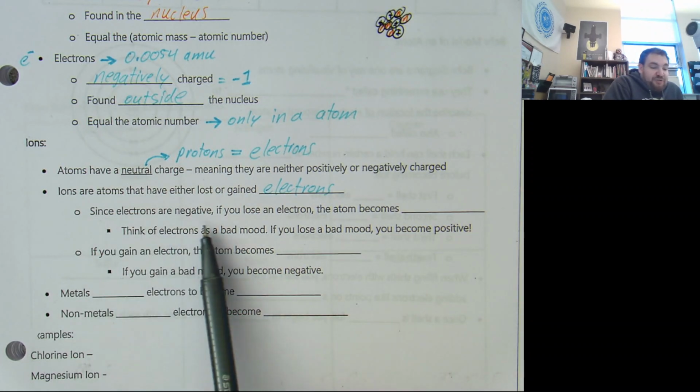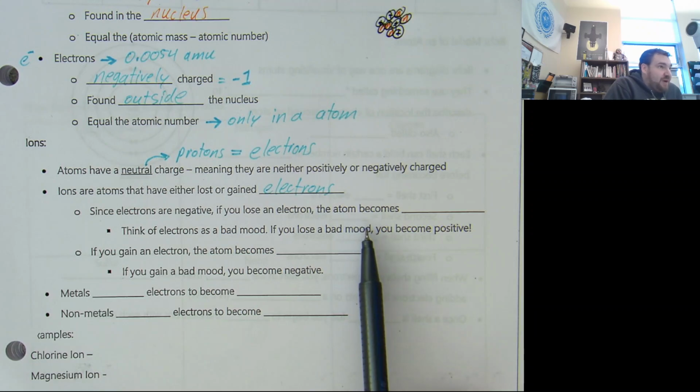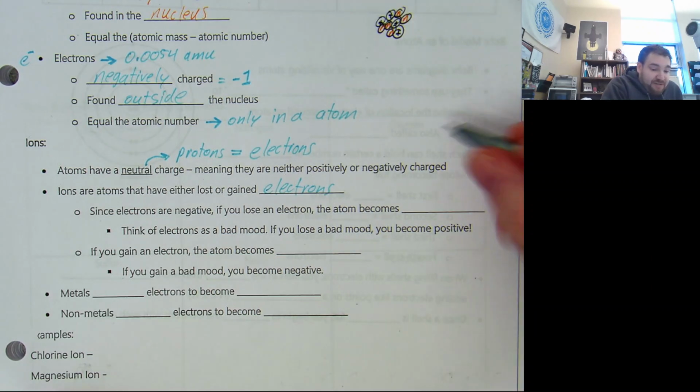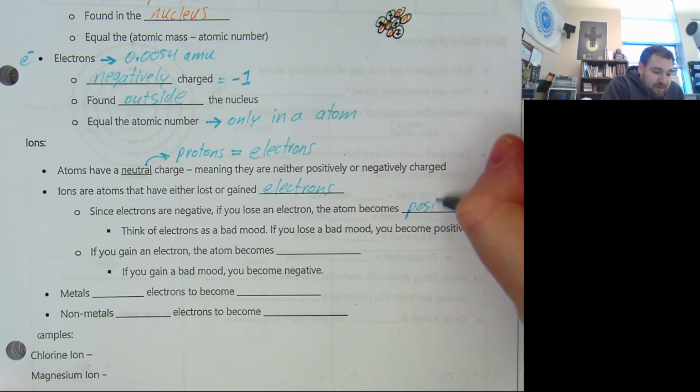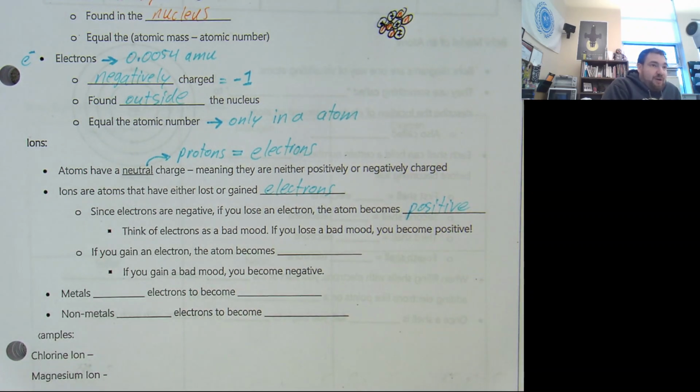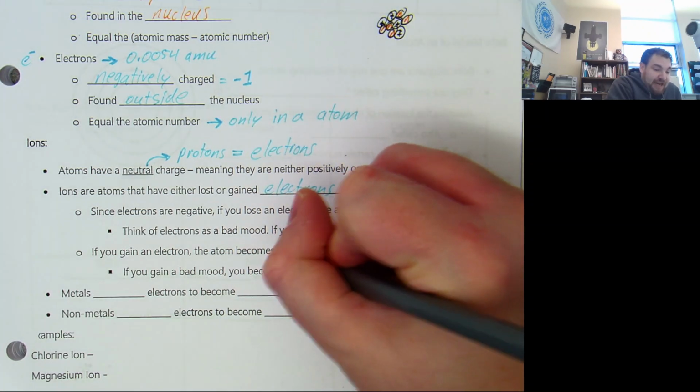So since electrons are negative, if you lose an electron, the atom becomes what? Yep, becomes positive. If you take away negatives, you become positive. If you gain an electron, then the atom becomes negative. You're gaining negatives.